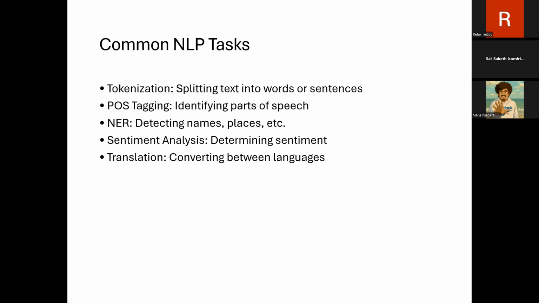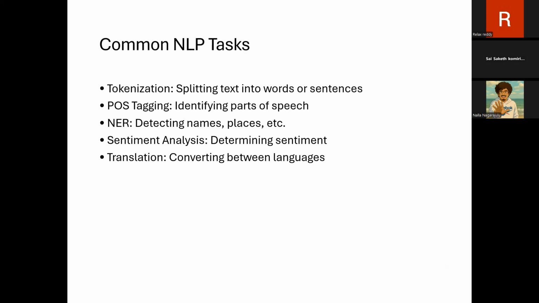Now let's talk about common NLP tasks. NLP covers a wide range of tasks, each designed to help machines understand and process language. For instance, let's talk about tokenization. It breaks text into words or sentences, like turning I love NLP into I, love, and NLP. Part of speech tagging labels each word with its role in a sentence: is it a noun, verb, or adjective?